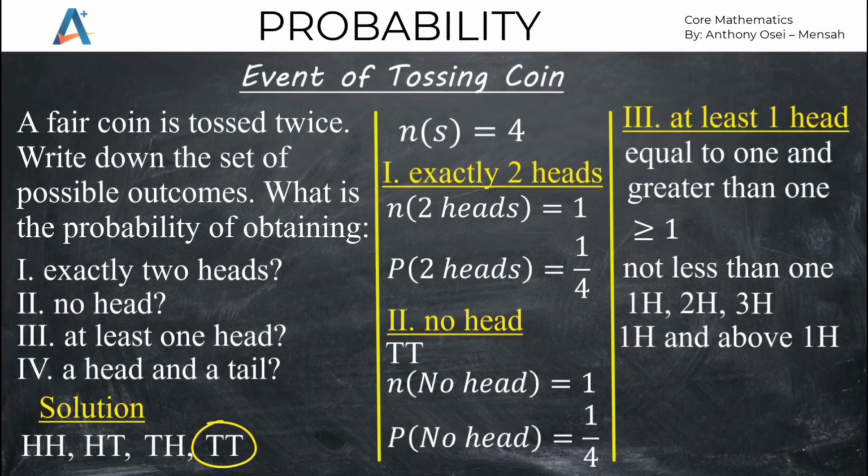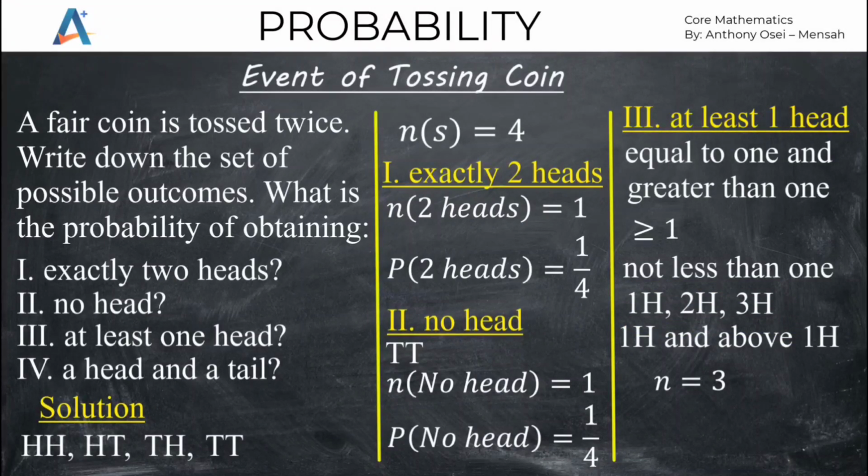Do you know why? Because tail means no head, and here there is no head. You realize that it is 1 head, 2 heads, or 3 heads, which means at least one head. No head doesn't qualify for at least one head. So there will be 3 of them. The number will be 3.